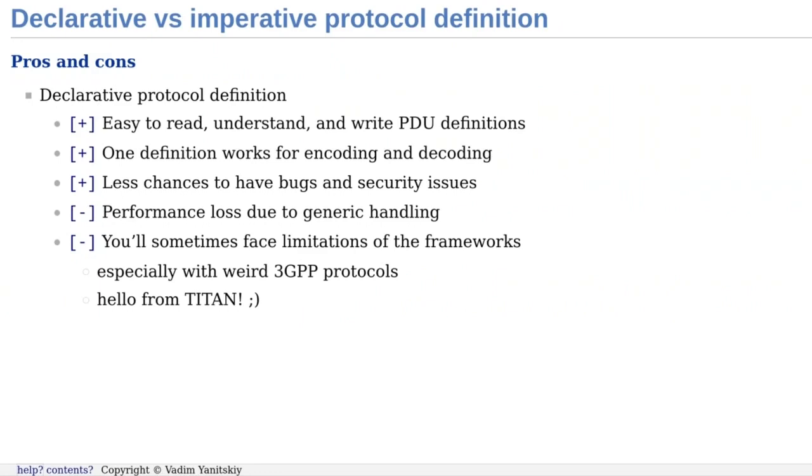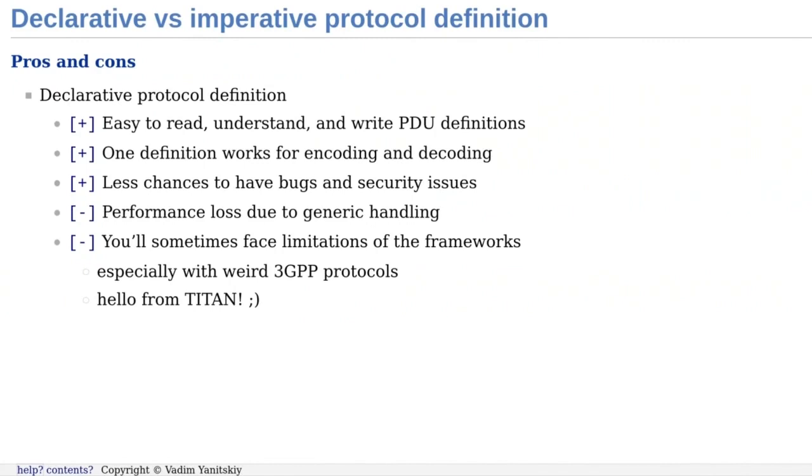And from the downsides of using declarative protocol definition is performance loss, because you basically trust parsing or generating the PDU to your framework that is expecting all kinds of elements that it supports. And of course, it's slower than doing exactly what this particular field in this particular place requires to be done. And sometimes, or maybe oftentimes, you will face limitations of the frameworks.